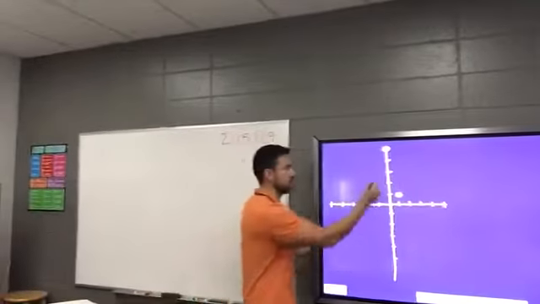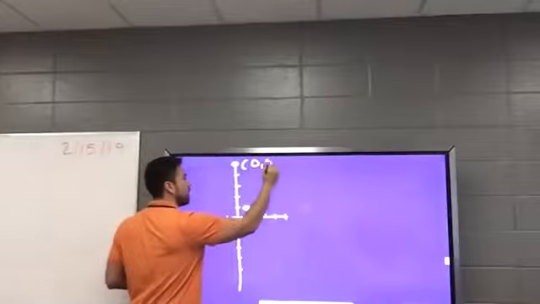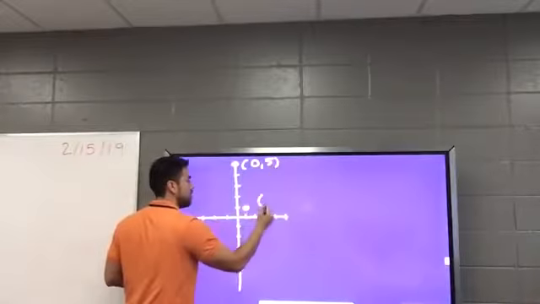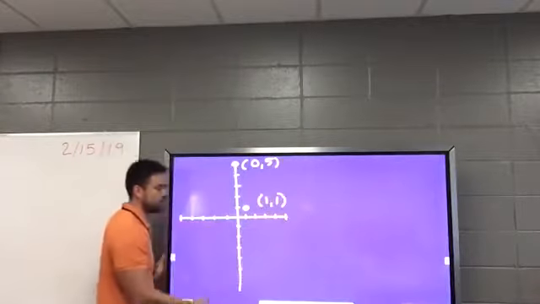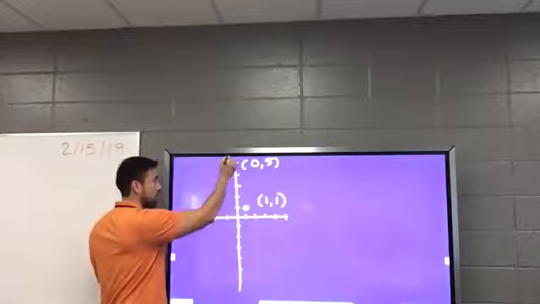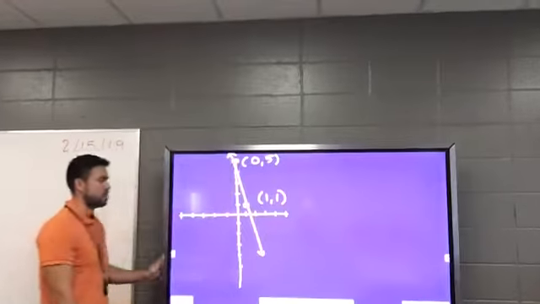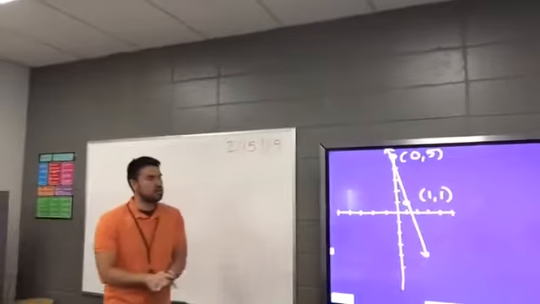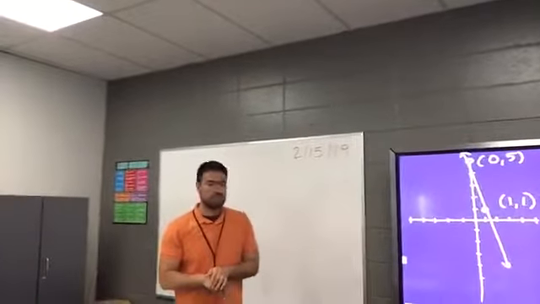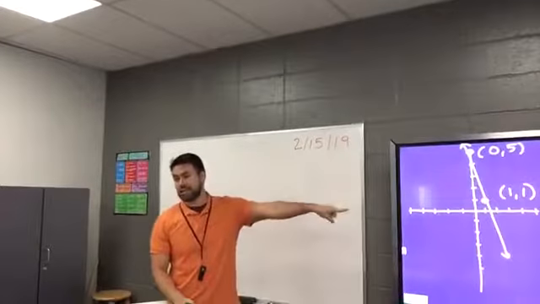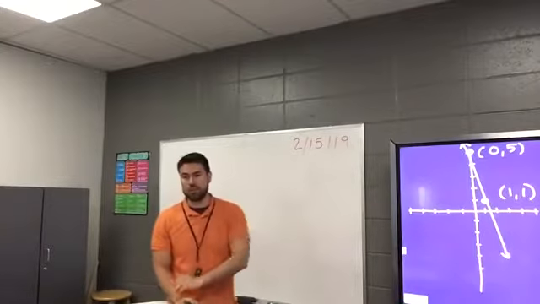So this was 0, 5, and this was 1, 1. Okay, and then hopefully, after we get 2 points, we get a line. So connect them up. All right, I want you to write this equation in slope-intercept form.